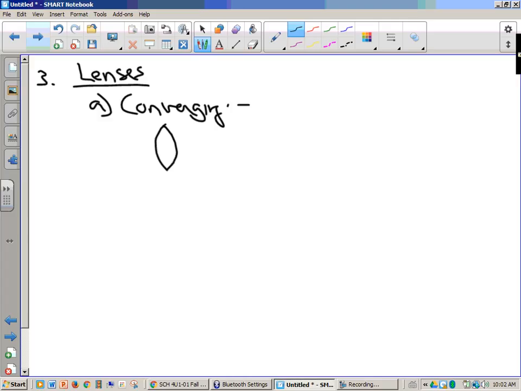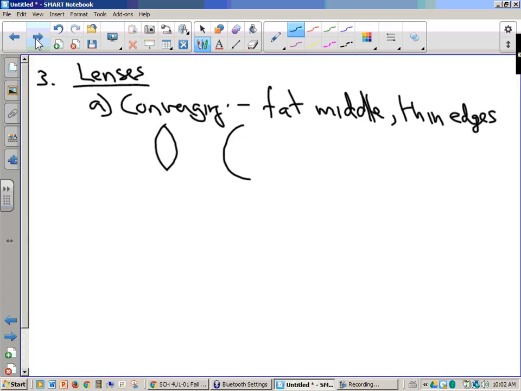Fat in the middle, thin on the edges. Fat, middle, thin edges. That's a concave convex, but it doesn't matter. All kinds of different ones, right? That's a double. Sorry, that's a concave convex. That's a double convex. They're both sticking out, but you can see there they're thin on the edges and thick in the middle.